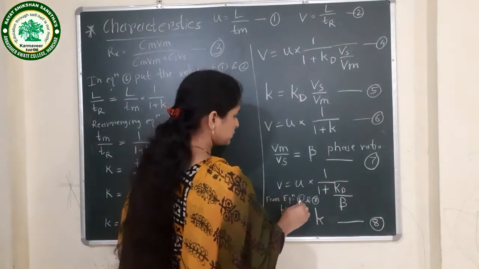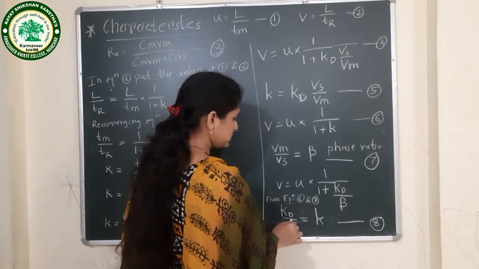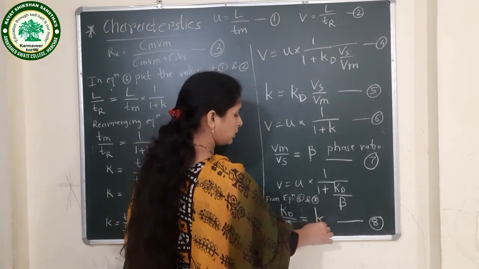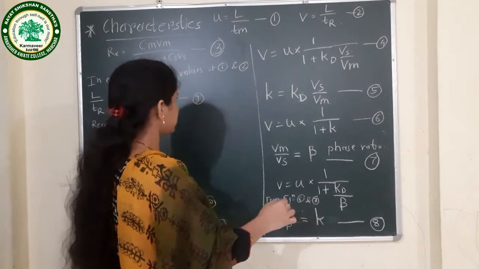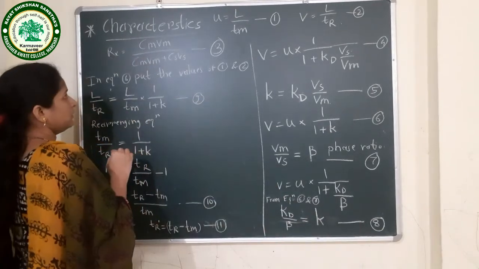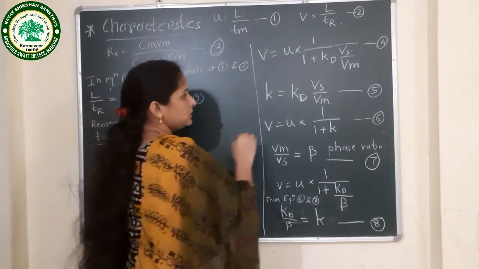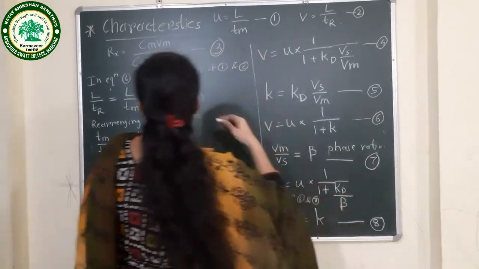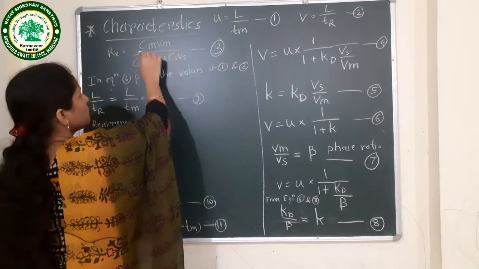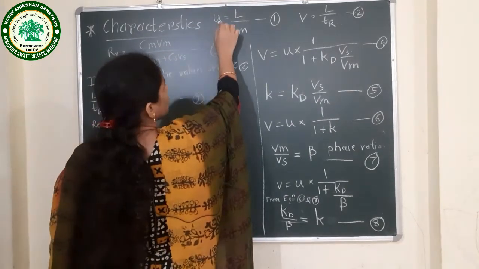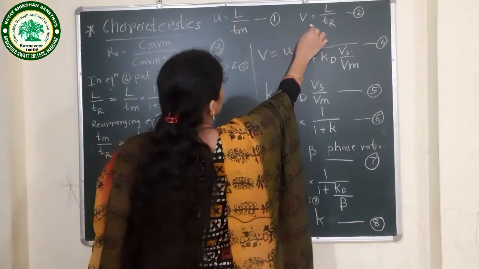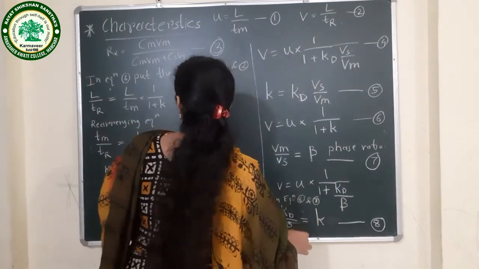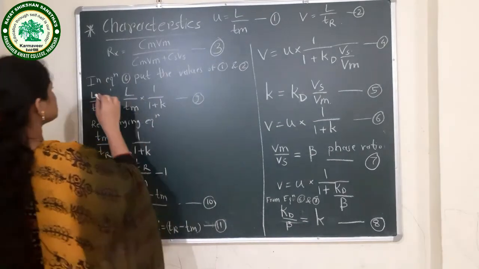Now from equations 6 and 7, this Kd upon beta is equal to k. What is this? Retention factor. Small k is the retention factor. Now these are the numbers I have given for the equations. The first number is given to the velocity of the mobile phase, then the velocity of the solvent, and all these equations are numbered. Then we will see further equations.